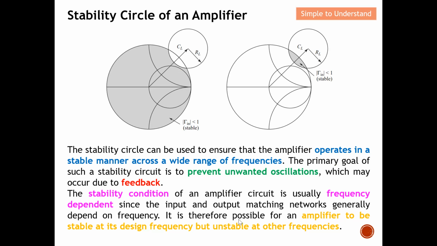It is therefore possible for an amplifier to be stable at its design frequency. However, it may be unstable at other frequencies. For example, when we design this amplifier, it can remain stable over the wide range of frequency that we customized it for. However, at other frequencies, outside the boundary of the frequency range that we want to use, it can be unstable. So this is the meaning of this paragraph over here.